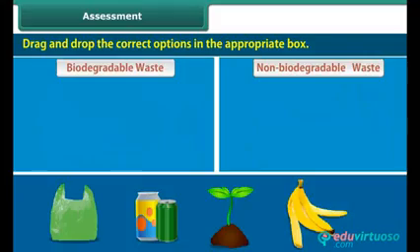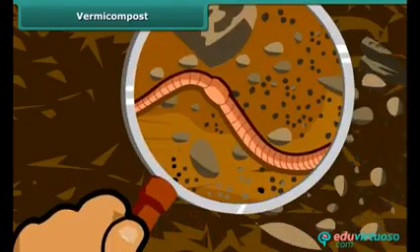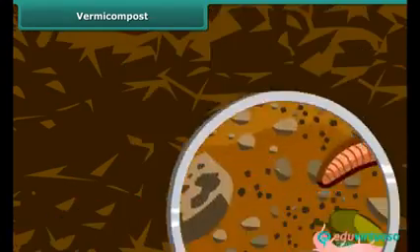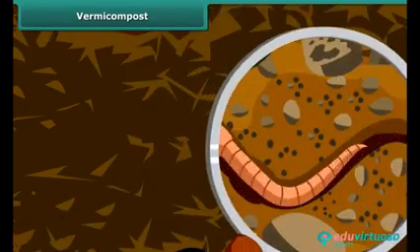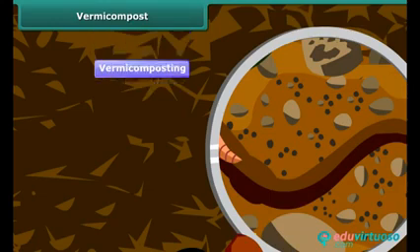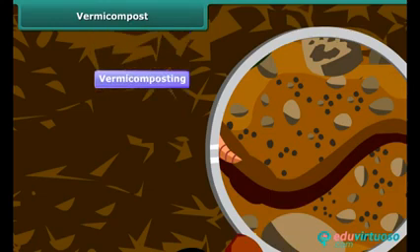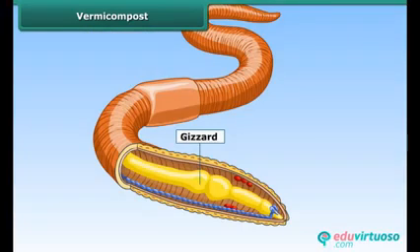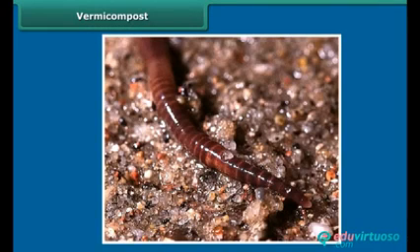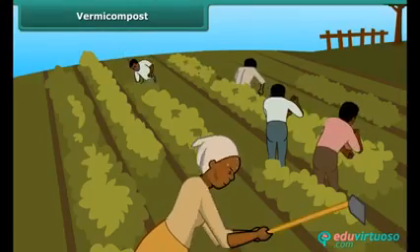non-biodegradable waste. Students, you might have seen earthworms in rainy season. They convert the kitchen waste into the compost. This is known as vermicomposting. The red worms used in vermicomposting do not have teeth. A special structure called gizzard is present in them which crushes down the food. These worms cannot live in hot or cold environment, therefore moisture is required in the formation of vermicompost. The compost obtained from vermicomposting is used in agriculture.